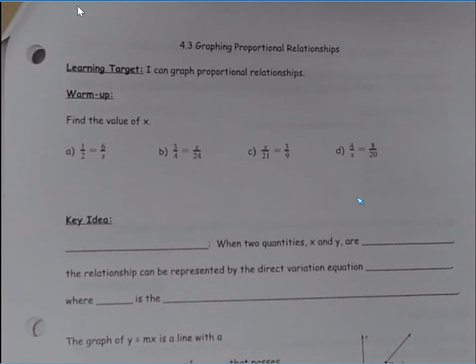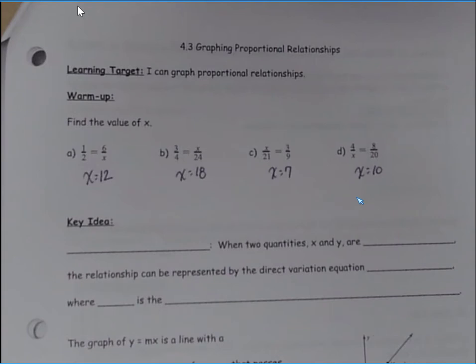Hey everybody, today we're going to take a look at 4-3 graphing proportional relationships. Before we begin, I want you to go ahead and do your warm-up here. Hit pause, and when you're finished, hit play, and we'll take a look at A through D. All right, everybody, nice job. So go ahead and take a look at your answers for A through D.